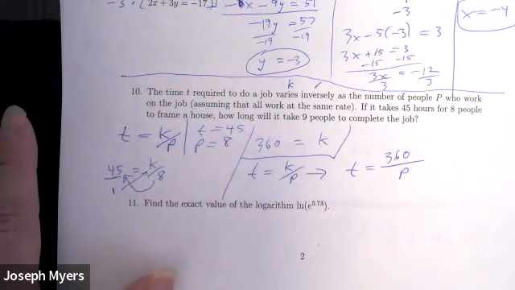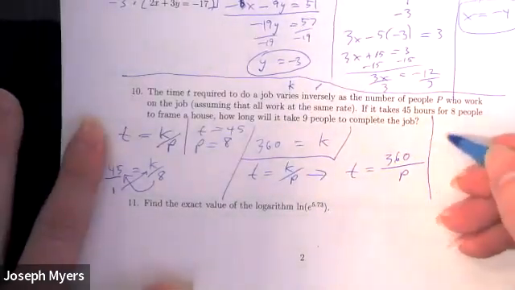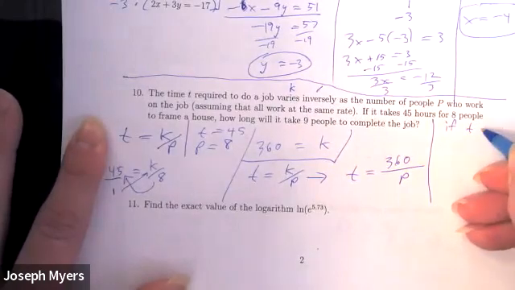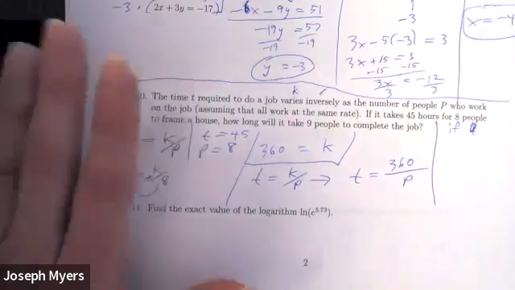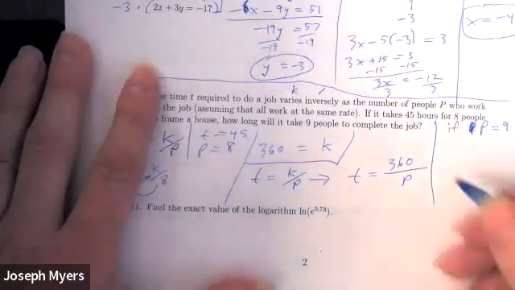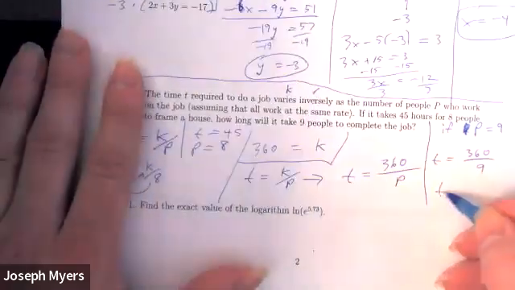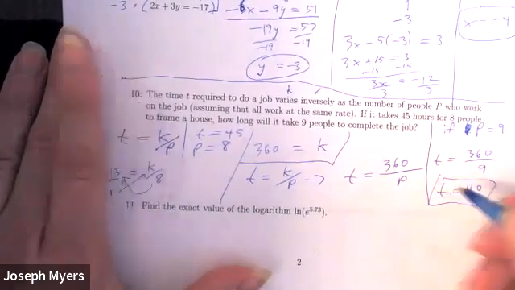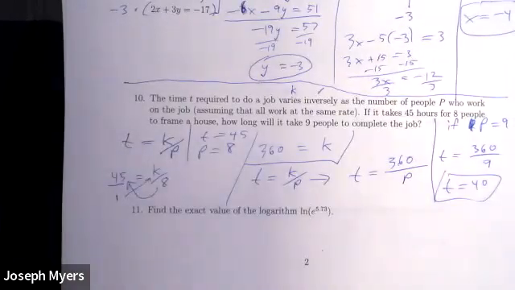So then it asks one final question. How long will it take 9 people to complete the job? So we're going to use that equation. If 9 is the people, right? So which letter is people? It's P. So if P equals 9, then how much time does it take? Well, the time would be 360 over the people, which is 9. And what is 360 divided by 9? 40. So it'd take 40 hours. It would take 40 hours of time for 9 people to do it.